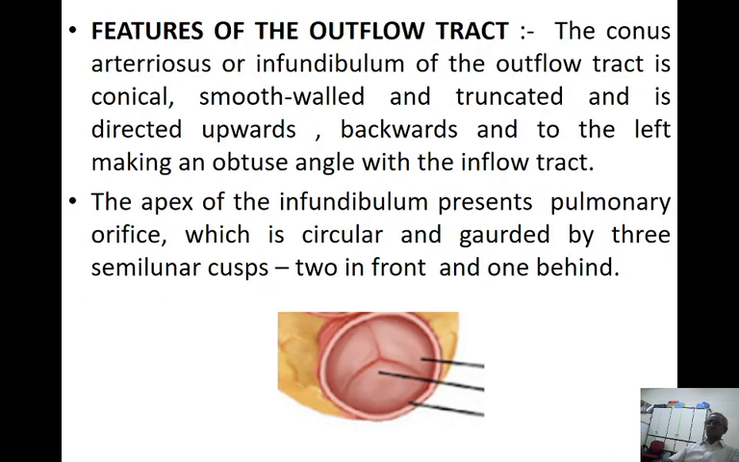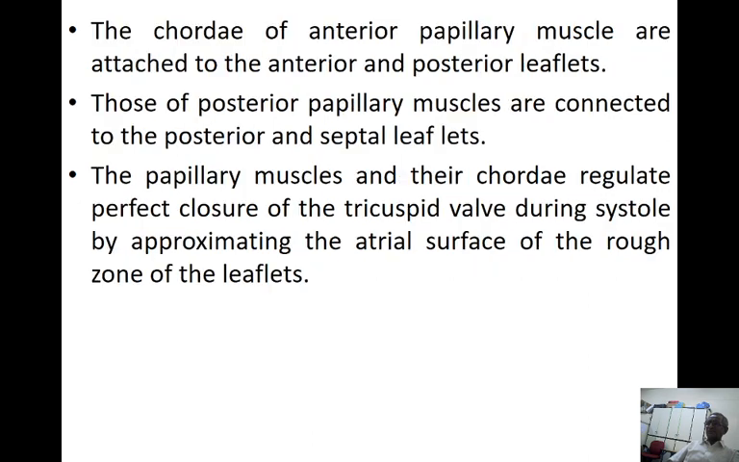Features of the outflow tract. The conus arteriosus or infundibulum of the outflow tract is conical, smooth walled and truncated and is directed upwards, backwards and to the left, making an obtuse angle with the inflow tract. The apex of the infundibulum presents the pulmonary orifice which is circular and guarded by three semilunar cusps, two in front and one behind.